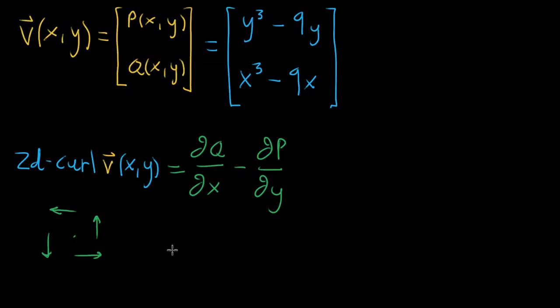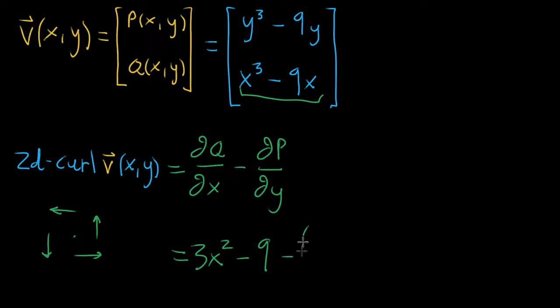So in this particular case, when we start evaluating that, we start by looking at partial of q with respect to x. So we're looking at the second component and taking its partial derivative with respect to x. And in this case, nothing but x's show up. So it's just like taking its derivative, and you'll get 3x squared minus 9 there. 3x squared minus 9. And that's the first part.